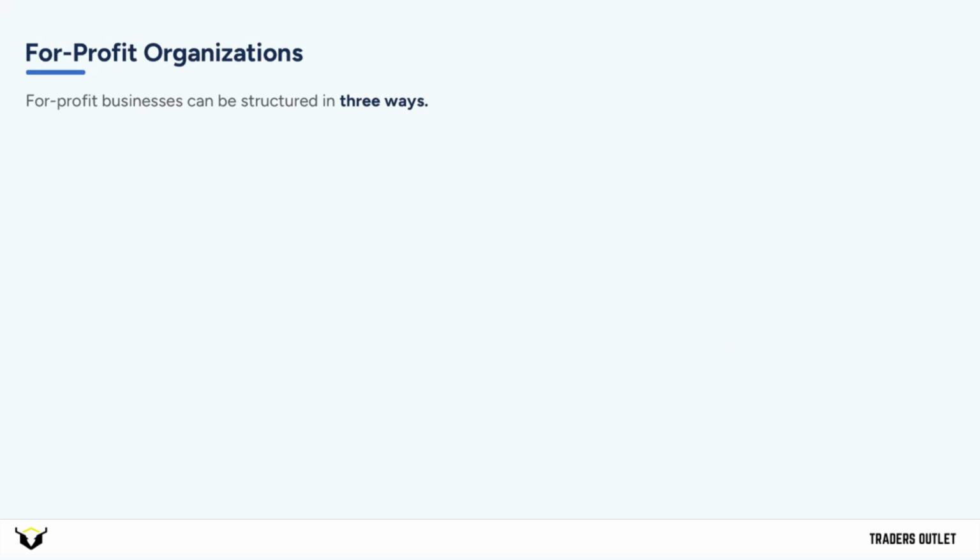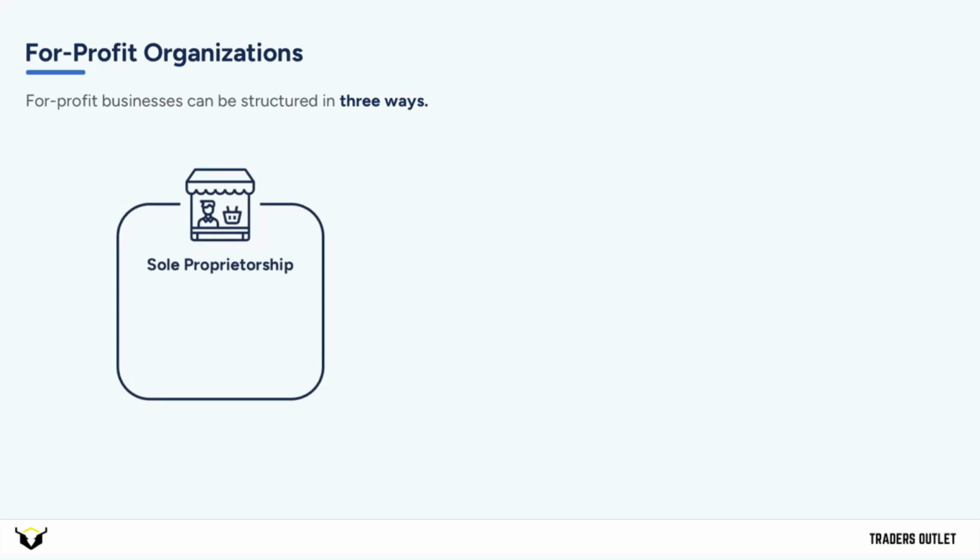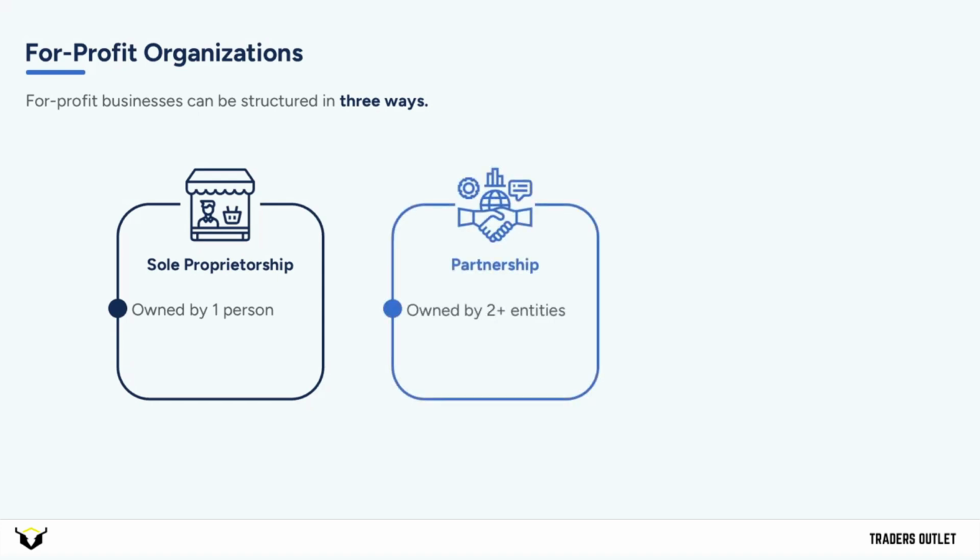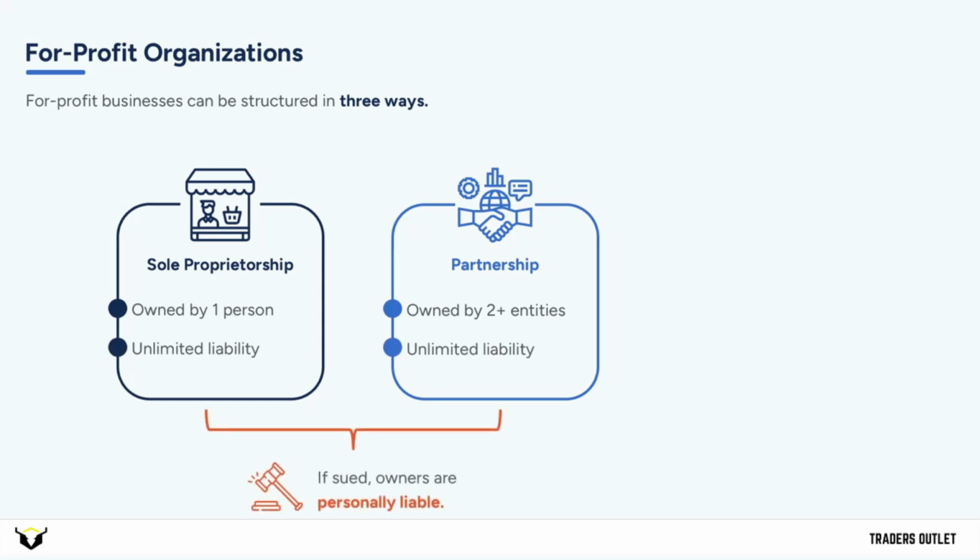Let's start with small businesses. Often small businesses start out as what we call sole proprietorships. These businesses are typically owned and operated by a single person who reports their business income on their personal tax return. Partnerships are usually business ventures that involve two sole proprietorships. For partnerships, each owner reports their portion of the business income on their personal tax return. Now, the risk of both sole proprietorships and partnerships is something we call unlimited liability.